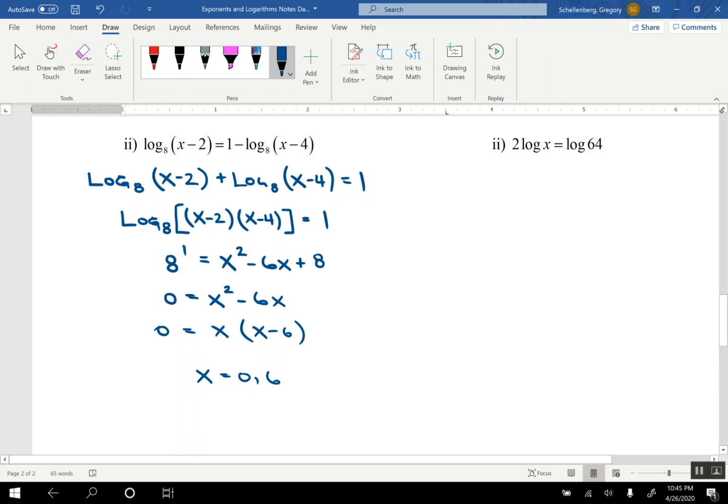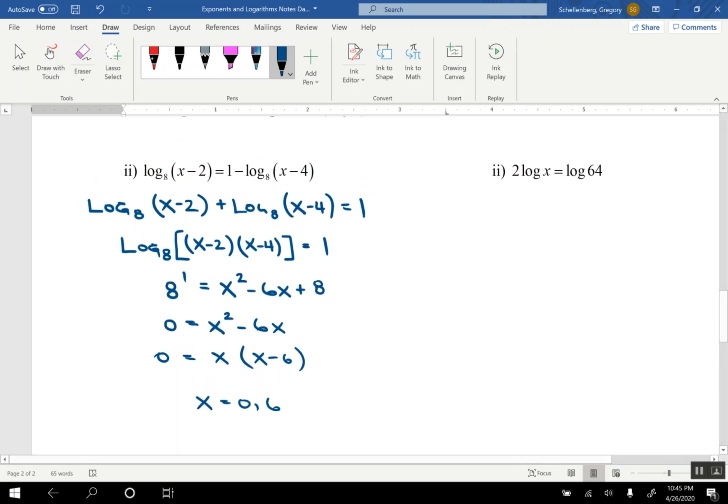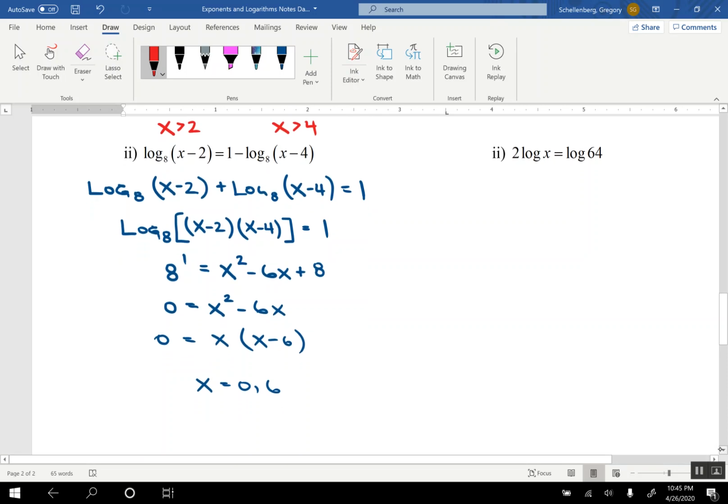Now, one of the things that we want to do is just check the domain of each of those logarithms. So here, x has got to be greater than 2, and here x has got to be greater than 4. So going back to our solutions, 6 works, but 0 doesn't, so we're going to reject this solution.